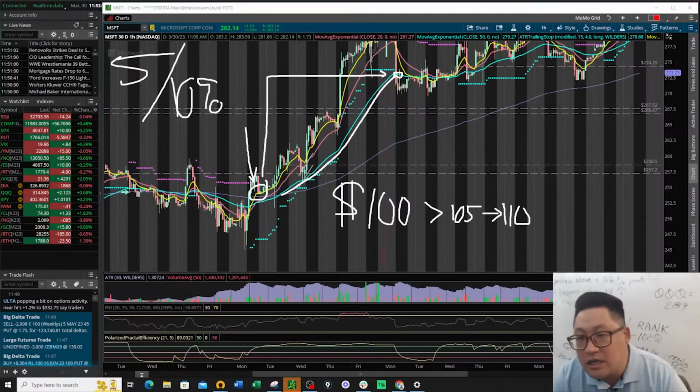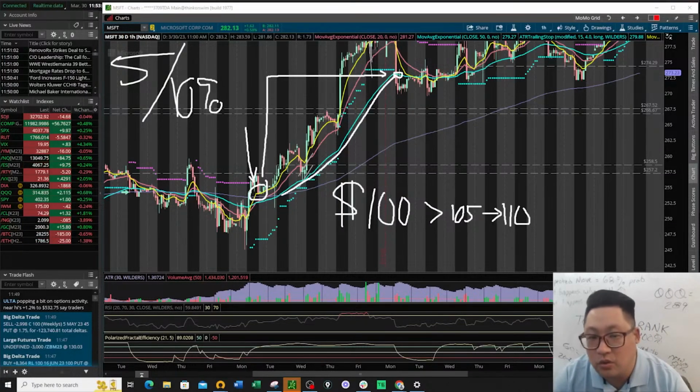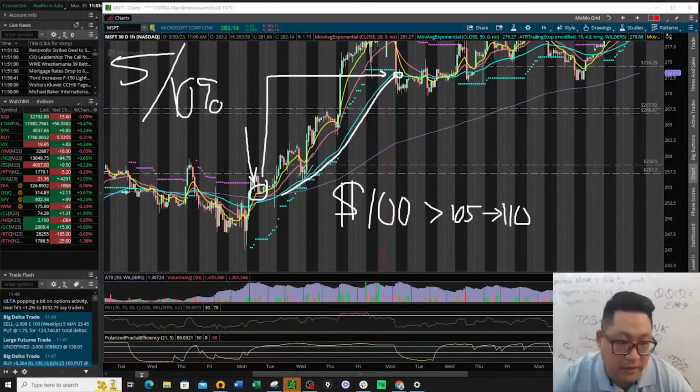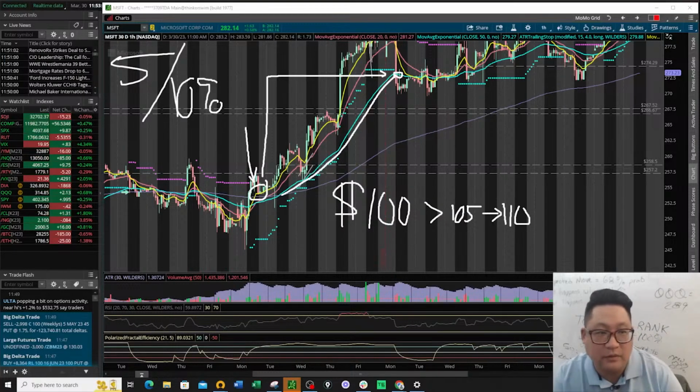Now, if there are key resistance levels, such as old highs or other technical indicators on a longer time frame, we have to be respective of that as well. I'll showcase that in just a bit, but these are things that we're going to have to be very attentive of in these situations.